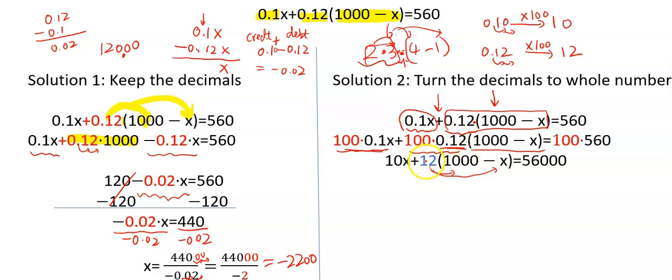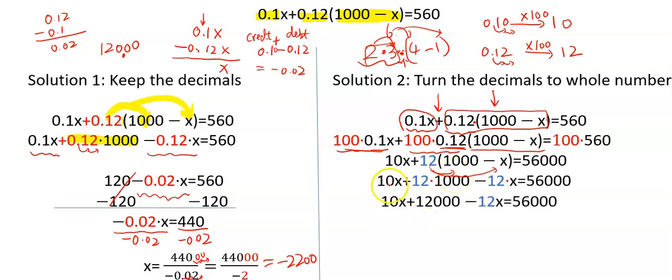100 times 0.12 to get 12. Now we distribute 12. So we get 12 times 1,000 and minus 12 times x. So now 12 times 1,000 will give us 12,000. 10x minus 12x, because they both have x's, we can combine them. And we know 10x minus 12x, like terms, we bring down the variable x, and 10 minus 12, we know it's negative 2. So instead of doing 0.1 minus 0.12, we are doing 10 minus 12, which is easier.